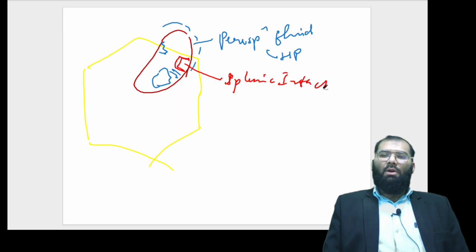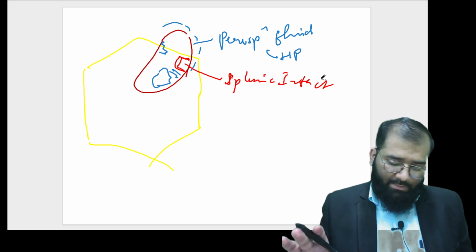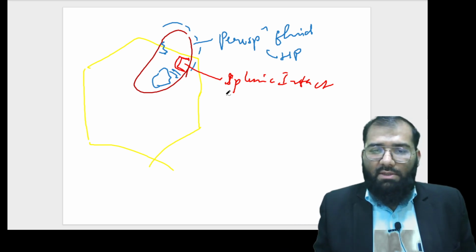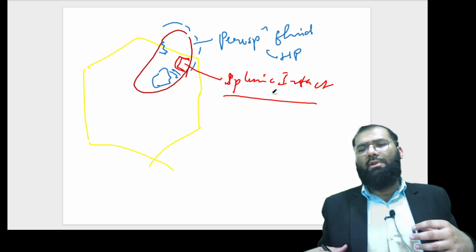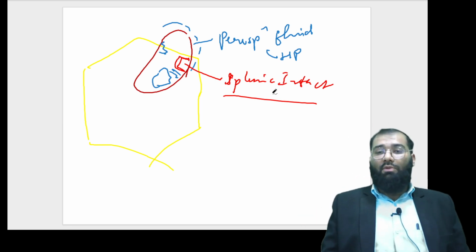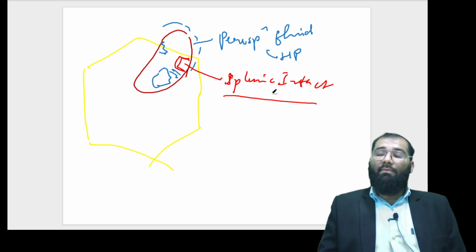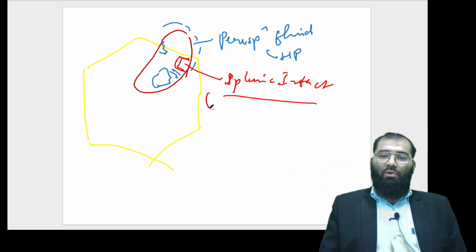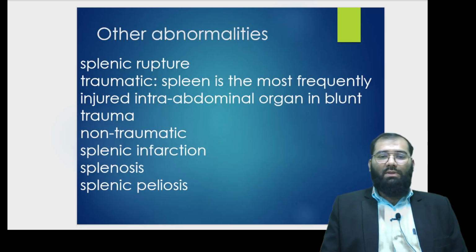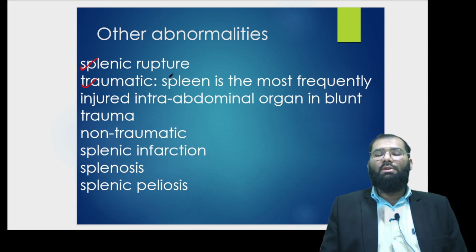Now what is important? Normally we see the spleen with a deep convex probe, but if there is splenomegaly and the patient is complaining of acute onset pain, then we should suspect that there could be acute splenic focal infarcts, and they should be looked at with a superficial linear probe so that these things become visible. So splenic rupture, traumatic spleen injury, that is blunt organ trauma. In case of non-traumatic causes, splenic infarct is an important thing, along with splenosis and splenic peliosis. So these are all important pathologies which you need to look for.